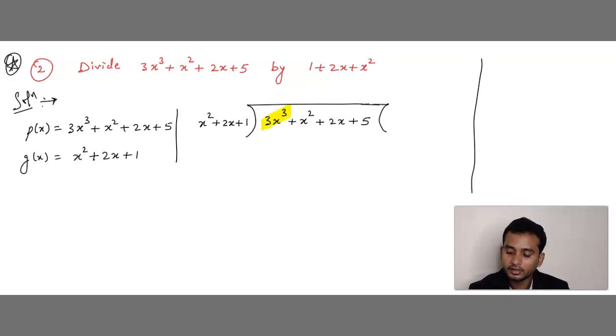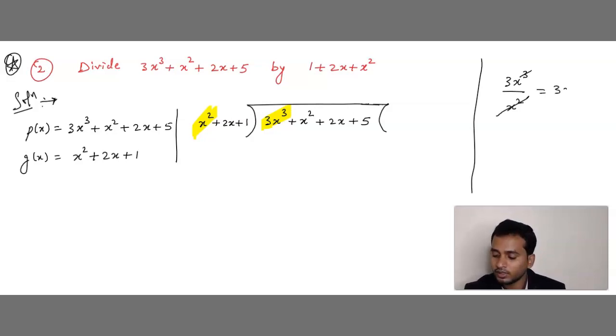Okay, now input by output. What is inside? 3x cube. What is outside? x square. So inside divided by outside. Here x two times, two times of x get cancelled in 3x cube. So what is left out? 3x. We write this 3x here.